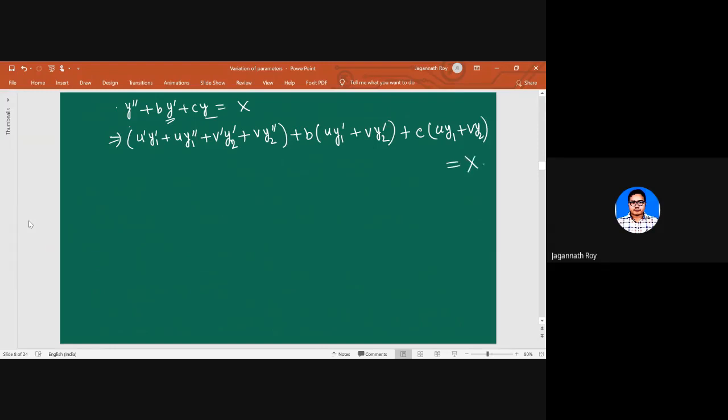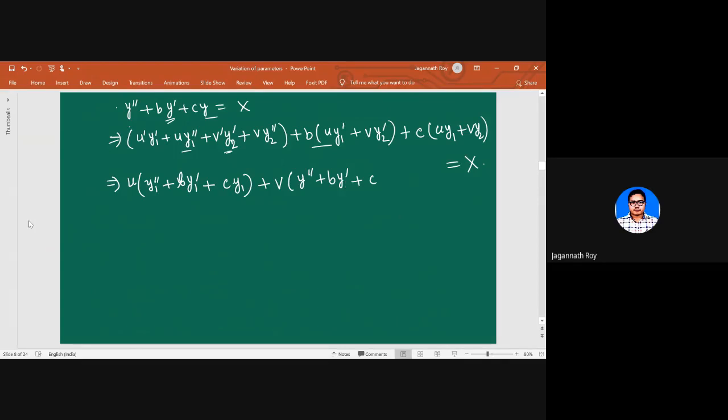The right hand side is x, a function of x. So let us take u outside. Then here it is y1 double dash plus b into y1 dash plus c into y1, plus, for v, y2 double dash plus b into y2 dash plus c into y2.